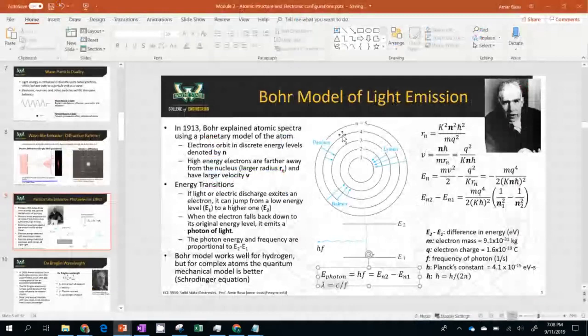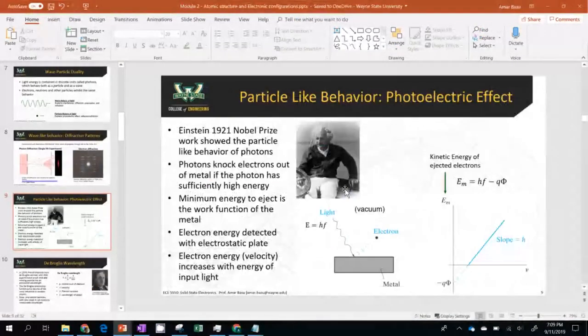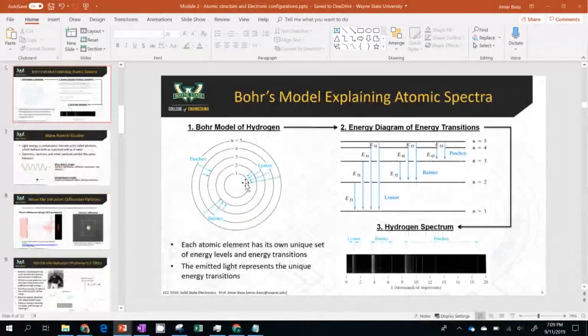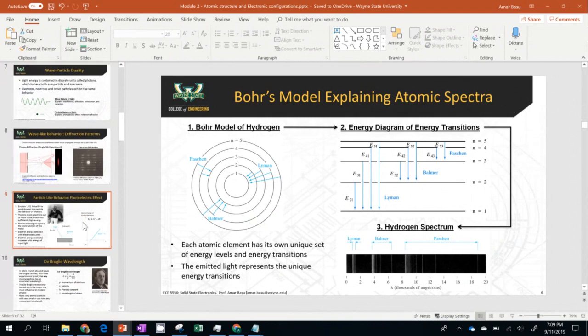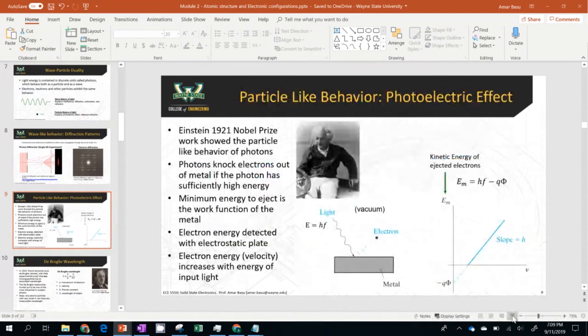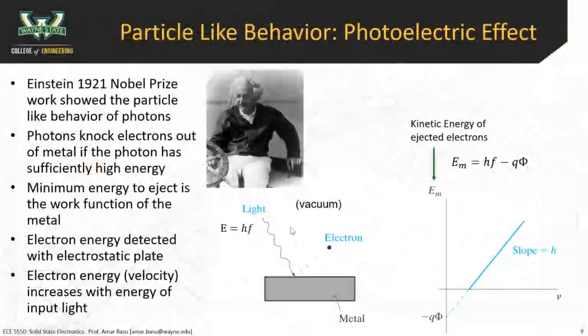Okay, so if you imagine that the atom has certain energy states like this, if you supply enough energy to the electron, it should be removed from the atom completely. Instead, it goes to the highest energy state, and when there are no more energy states within the atom, it leaves the atom completely, and that's what's happening here with the photoelectric effect. So the electrons are getting knocked off. Photons knock electrons out of the metal if the photon has sufficiently high energy.